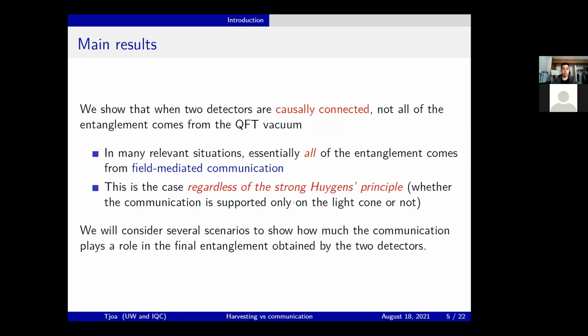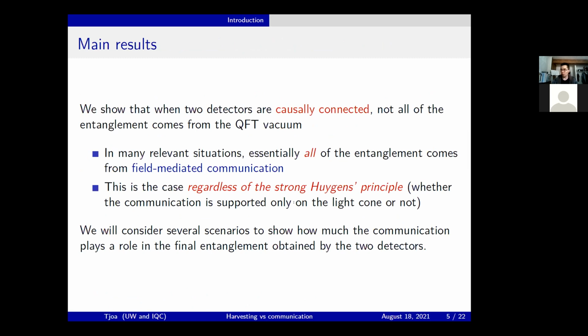And this is essentially the punchline of these slides. I hope this doesn't come as too strong, but essentially we will show that when two detectors are causally connected, not all of the entanglement that you get at the end really comes from the QFT vacuum. And in many relevant, interesting situations, you can regard all of it as coming from communication.